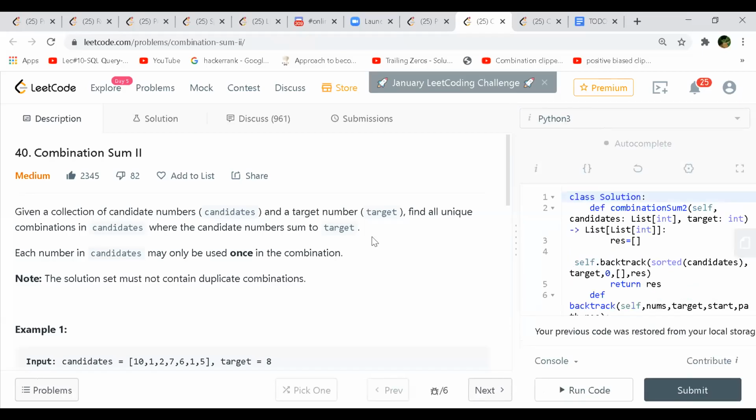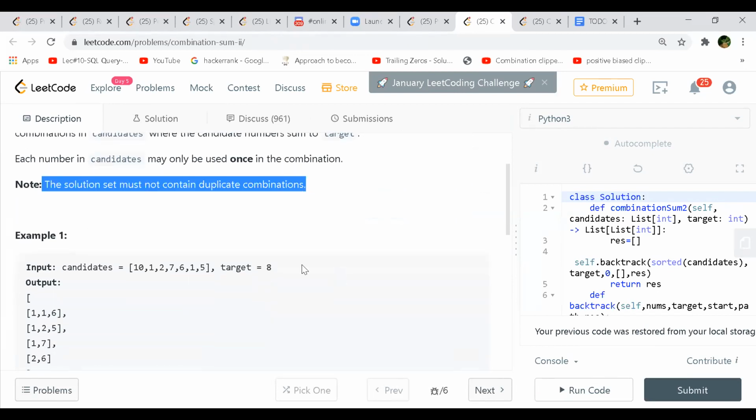Okay, first problem is combination sum two. So we are given a collection of candidate numbers, a list or array of numbers, and some target, and we have to find all the unique combinations in the candidates where the candidate numbers sum up to the given target. Each number in the candidate can be used only once in the combination, and it shouldn't contain any duplicate combinations.